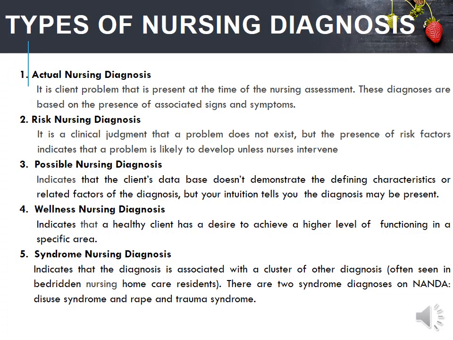There are 5 types of nursing diagnosis. The first is actual nursing diagnosis. The second is risk nursing diagnosis. The third is possible nursing diagnosis. And the fourth is wellness nursing diagnosis. And the fifth is syndrome nursing diagnosis. Well, let's discuss one by one what actual nursing diagnosis is.